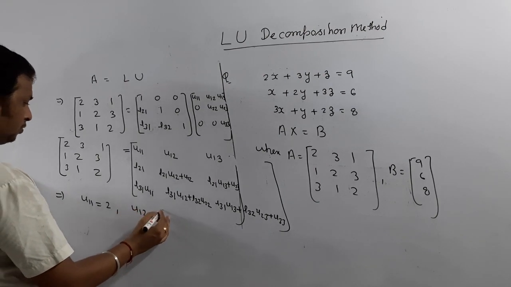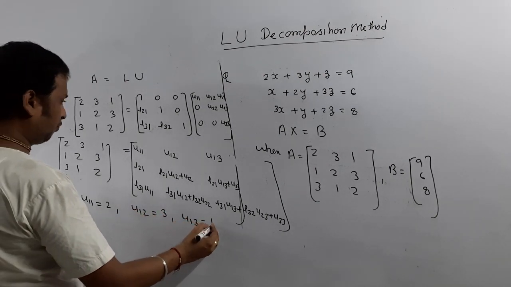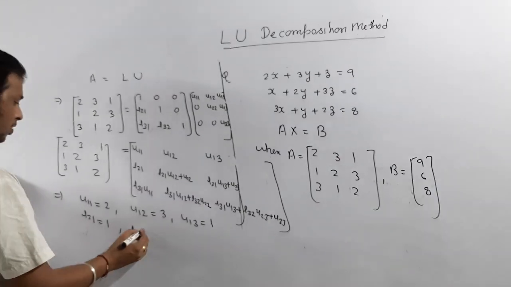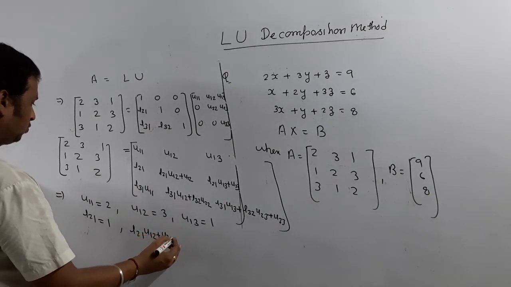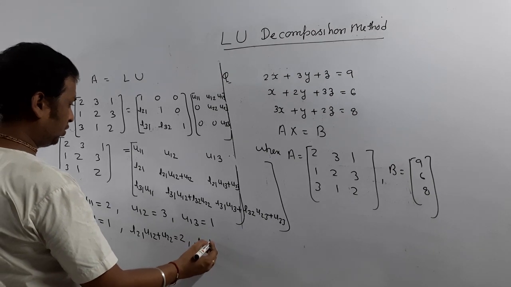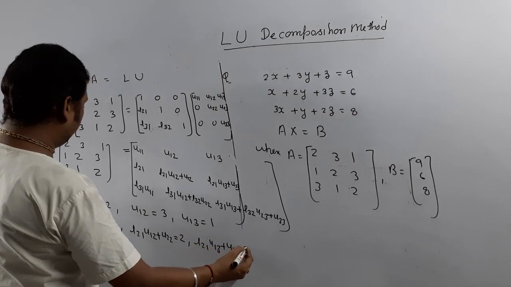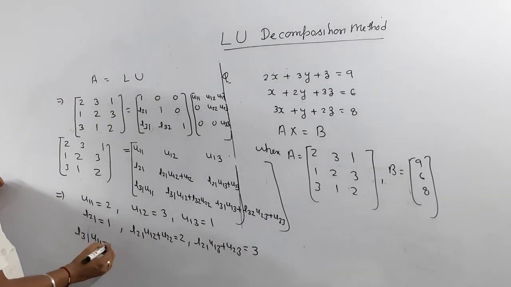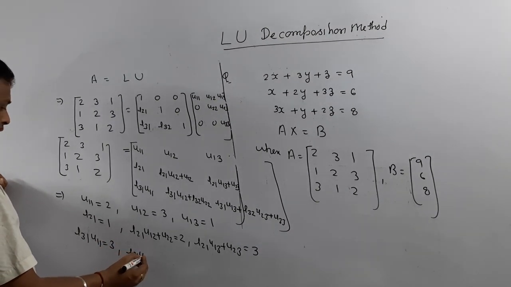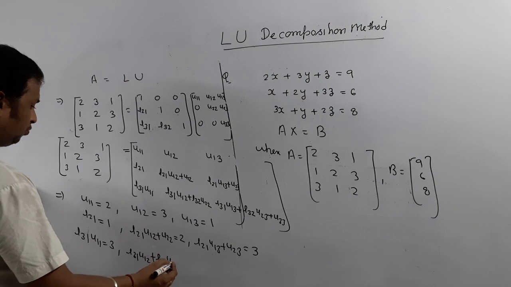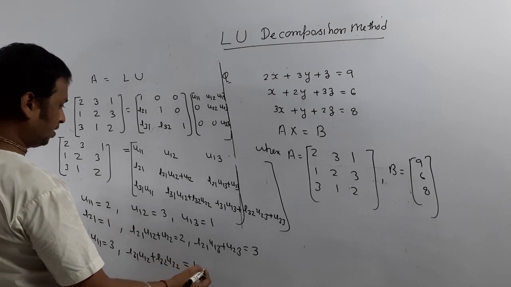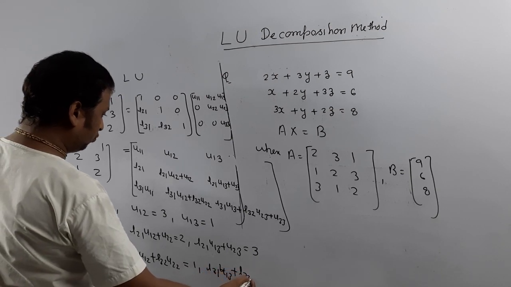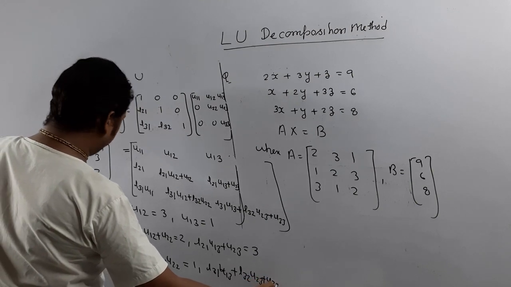What is U12? 3. What is U13? 1. What is L21? 1. What is L21 U12 plus U22? It is 2. L21 U13 plus U23, value is 3. L31 U11, value 3. L31 U12 plus L32 U22, value is 1. And finally, L31 U13 plus L32 U23 plus U33, value 2.